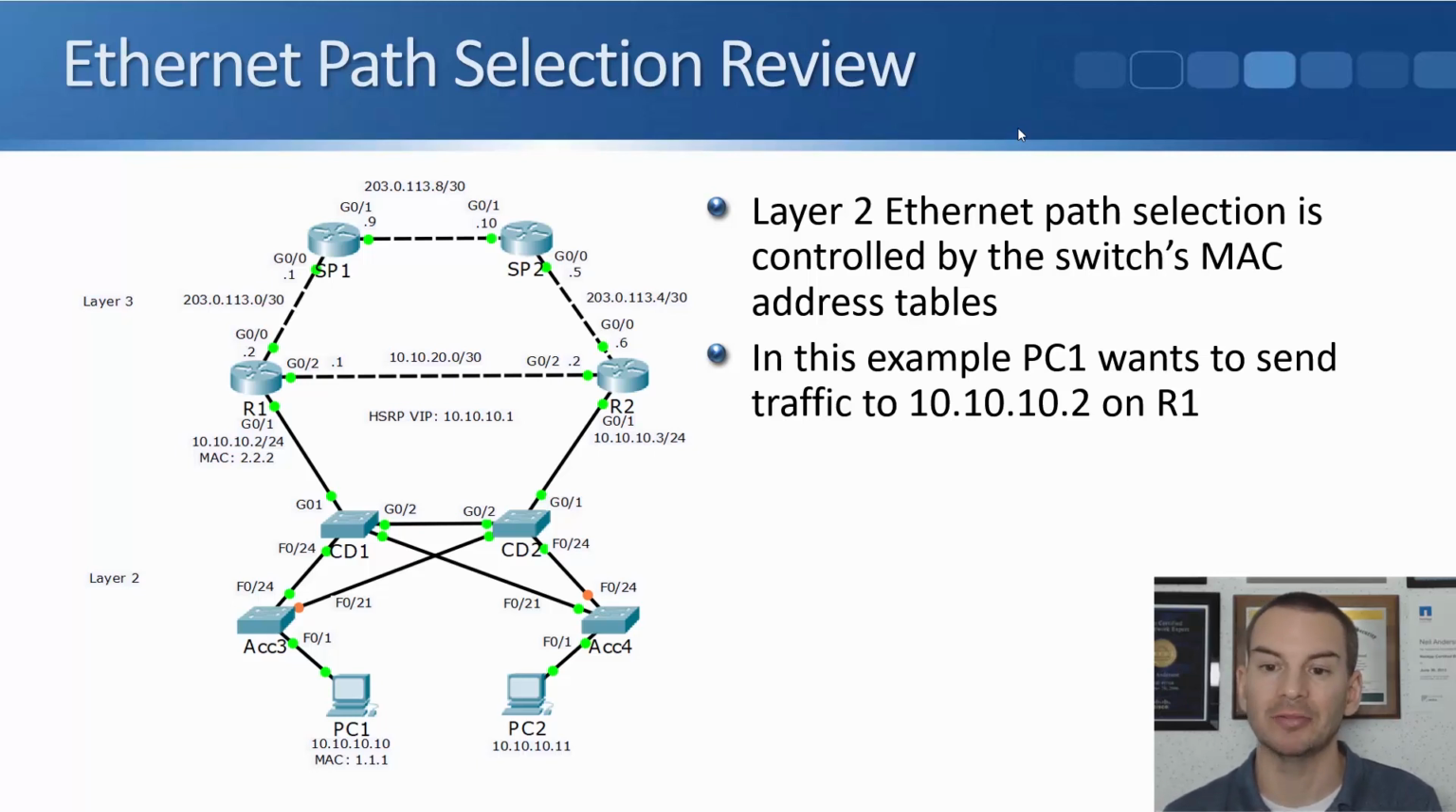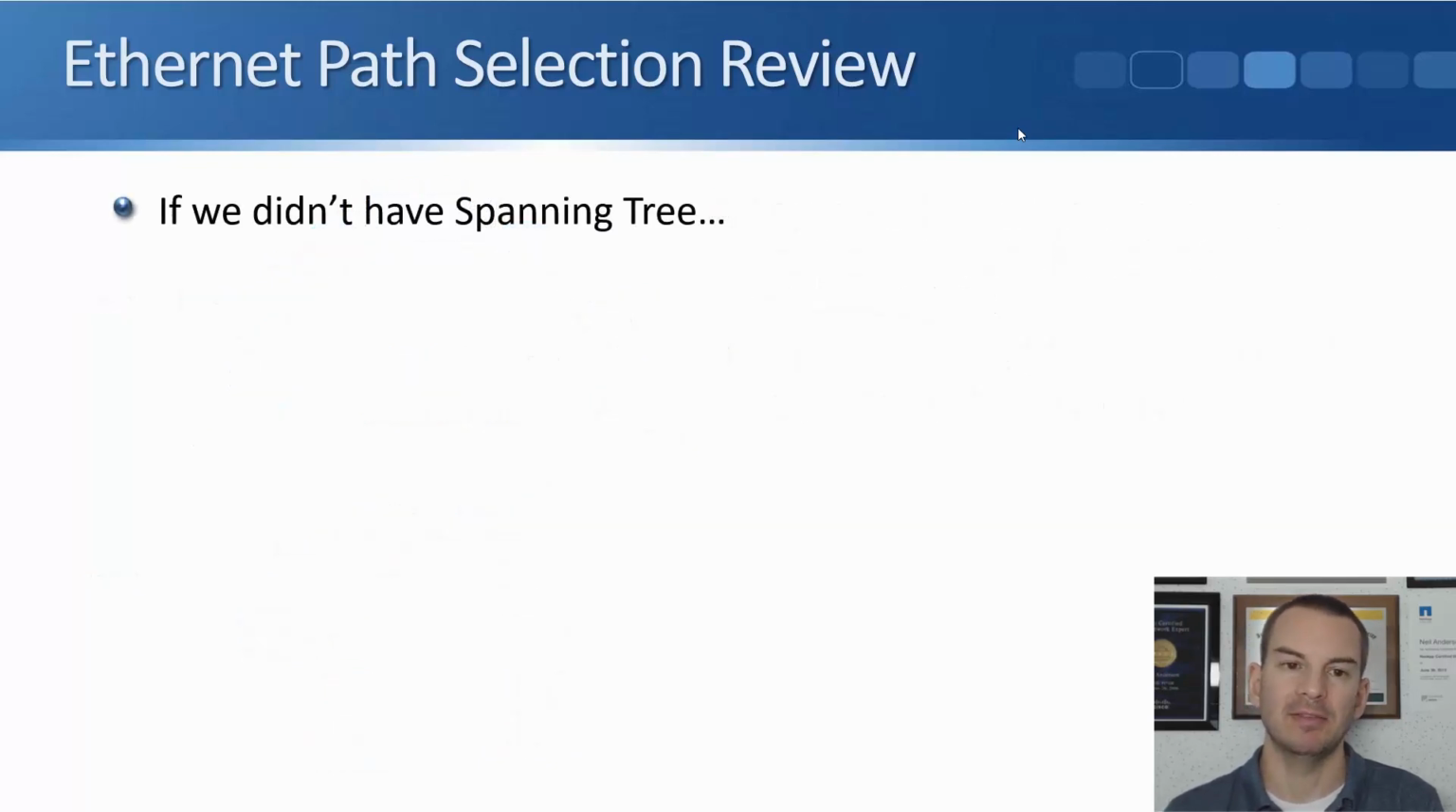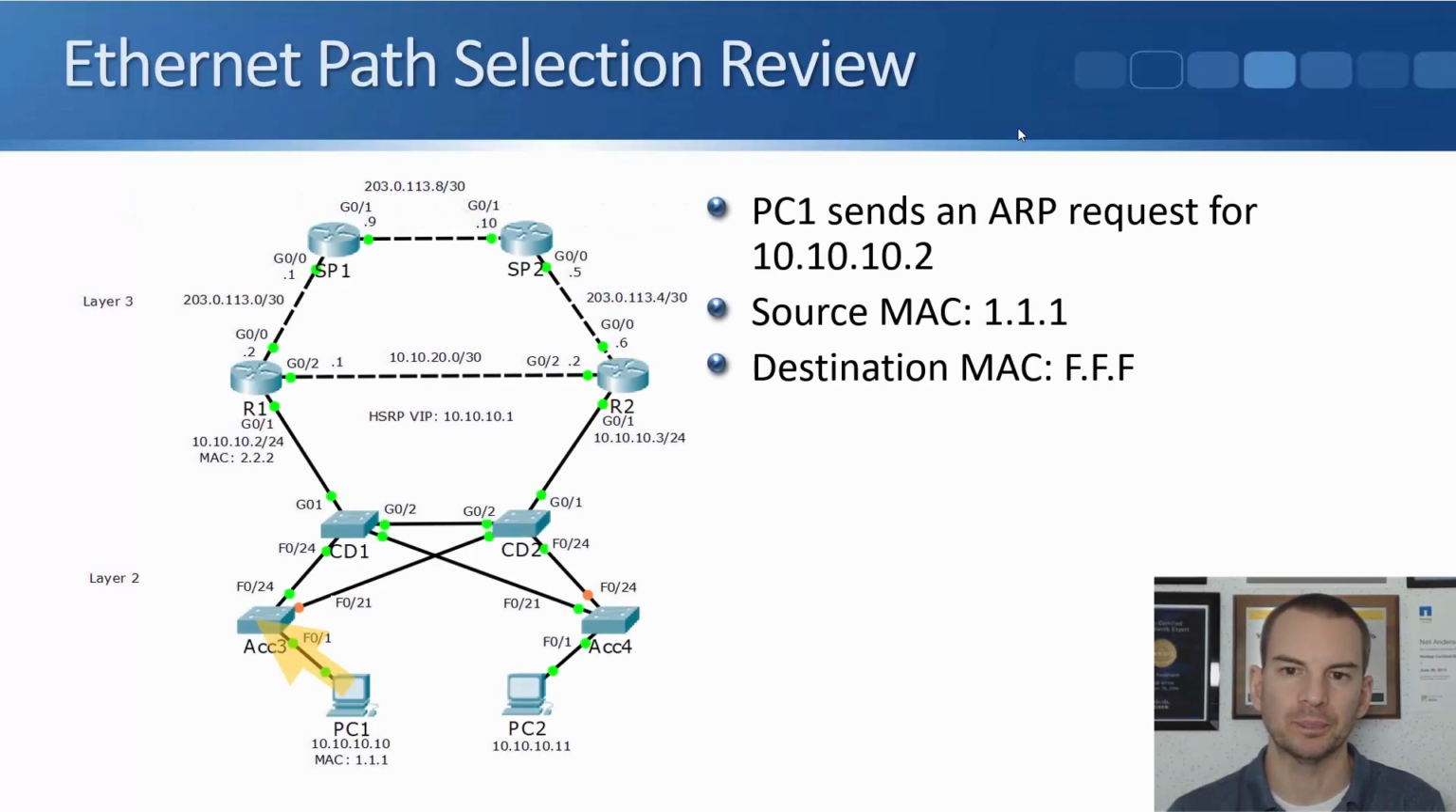In this example I'm going to cover here, PC1 wants to send traffic to the 10.10.10.2 IP address on R1. And in this example, I'll cover what would happen if we didn't have spanning tree, and then you'll understand why we need to have it. So PC1 hasn't spoken to R1 before, so it sends an ARP request for 10.10.10.2. That goes out with a source MAC of 1.1.1, the MAC address on PC1, and a destination MAC of f.f.f because it's broadcast traffic.